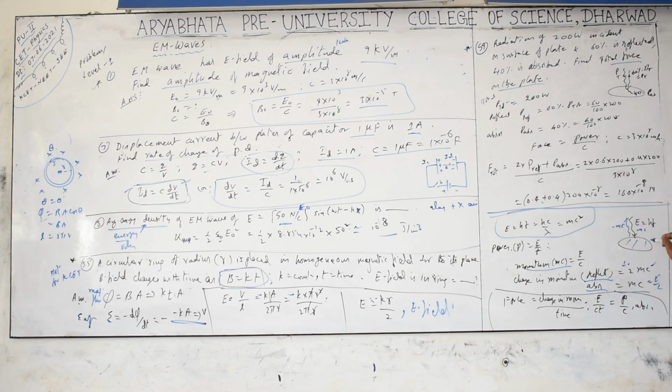I repeat once again: a complete black body is one case, a complete reflector is the second case. Completely absorbed means the change in momentum is equal to mc only, which is E by C. But if the light is reflected, the change in momentum becomes the same incident value coming backwards. So 2mc means 2 times this value, 2E by C, we have to take. 2E by C is the change in momentum.